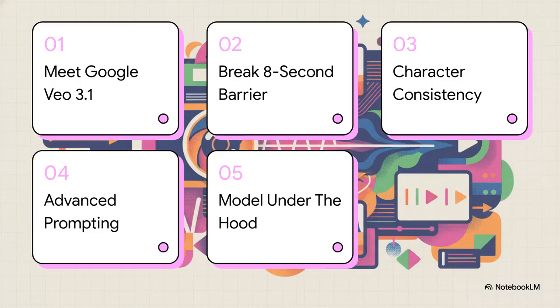So here's the mental map for today's explainer. First up, meeting Google VEO 3.1. Second, breaking that 8-second barrier. Third, mastering character consistency. Fourth, advanced prompting using JSON. And finally, a quick look under the hood.